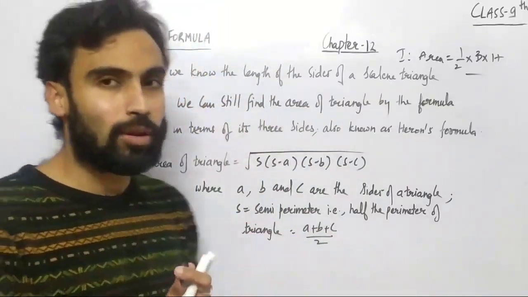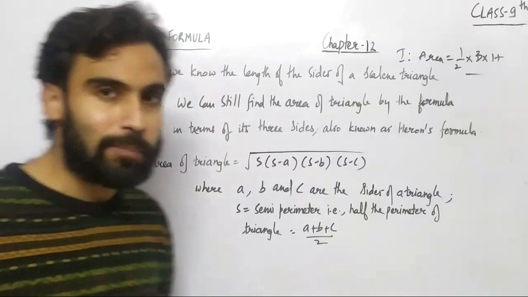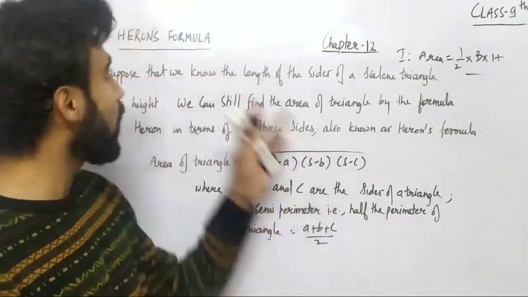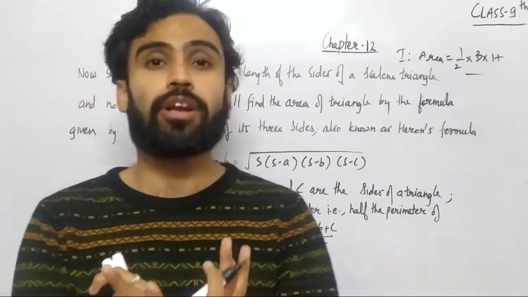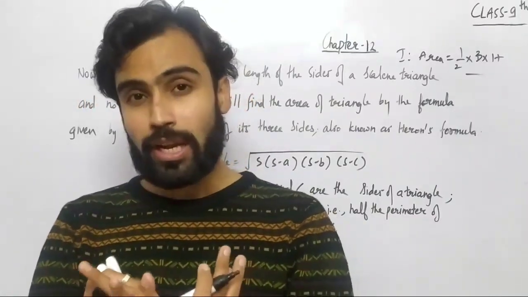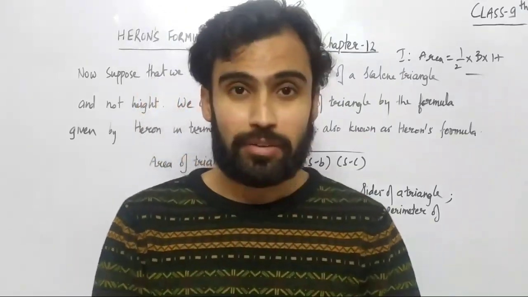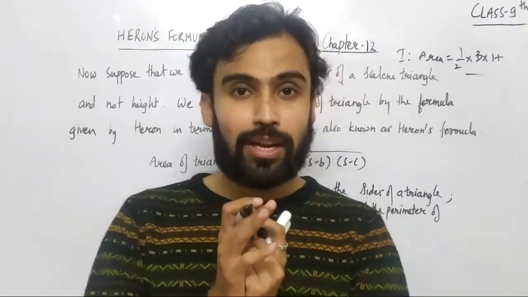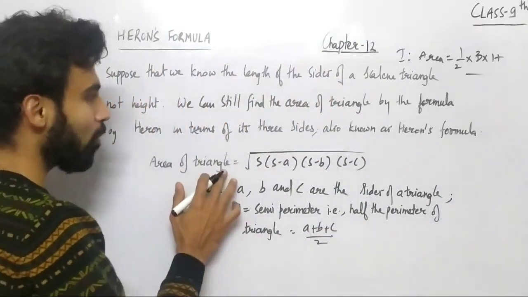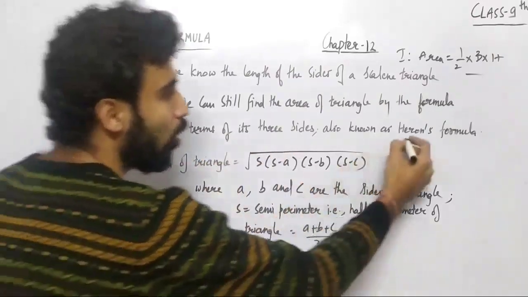So then how will we calculate the area? Here you can see the name of this chapter is derived from Heron's formula, right? So there is a scientist Heron who has given a formula to calculate the area of a triangle in which we don't know the height, right? So how will we find out the area of a triangle without the height? That was the formula given by Heron, so that formula is also known as Heron's formula.